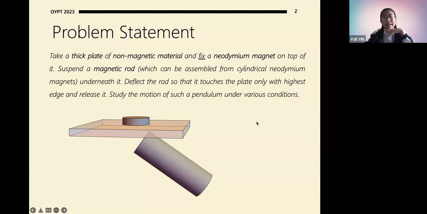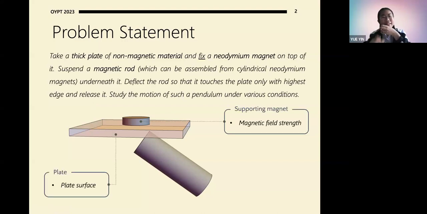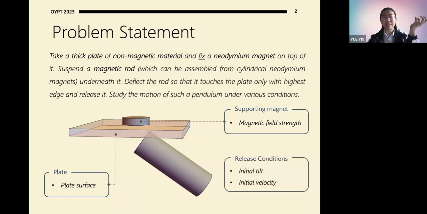I identified several relevant parameters, which I will be talking about later. They are the magnetic field strength of the supporting magnet. You can think of it as if we have a stronger magnet at the top, it will hold the pendulum more strongly to it. The surface of the plate affects the damping in the system, and then there's the initial tilt angle and angular velocity of the release.